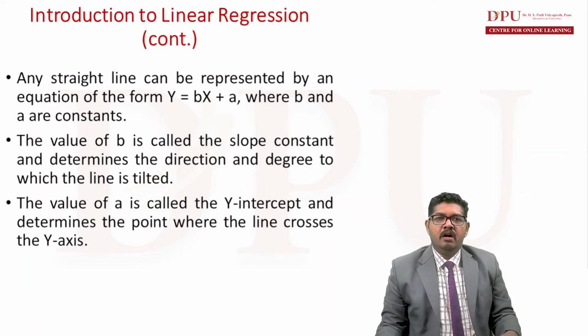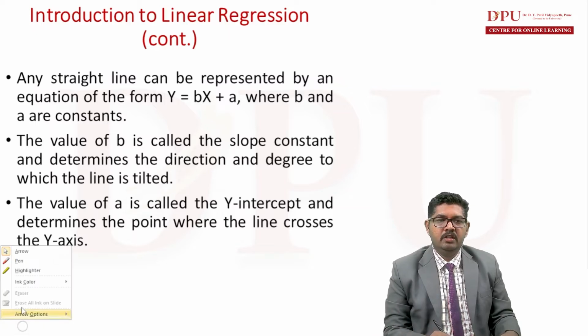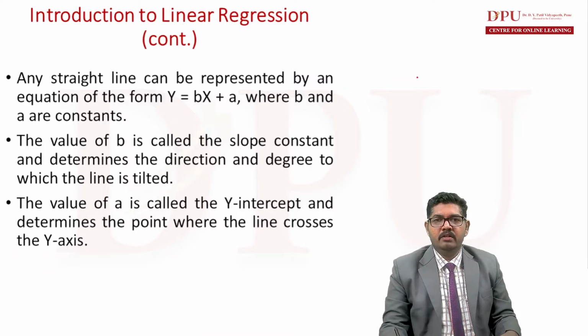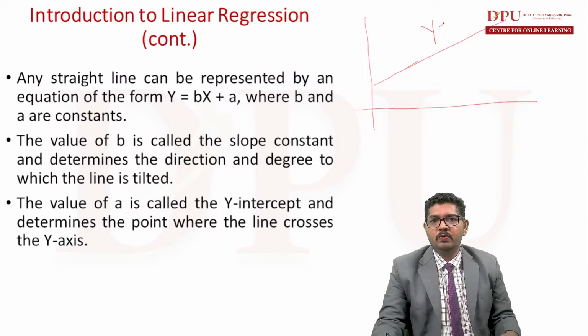Any straight line can be represented by an equation of the form a plus bx, where b and a are constants. Let me elaborate this point. Suppose we have the y-axis here and the x-axis. Any straight line like this can be represented with the help of this equation: y equals a plus bx. Writing bx before a doesn't matter, because bx plus a and a plus bx are the same.